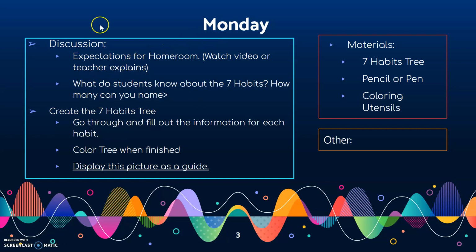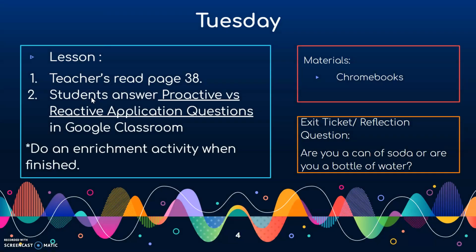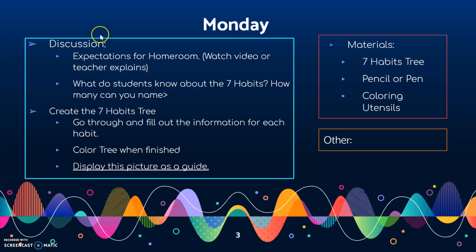So first off, in this blue box, you will always find the lesson for the day. It basically says here's the 2 or 3 things that you're doing for the day, and it's pretty straightforward. For example, this is our lesson for today, so you guys are going to go through the expectations of homeroom. Then you're going to talk about the 7 habits, and then at the very end, you're going to create a 7 habits tree, and you're going to follow along with the information given to you in this box.